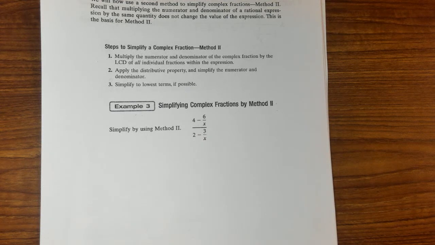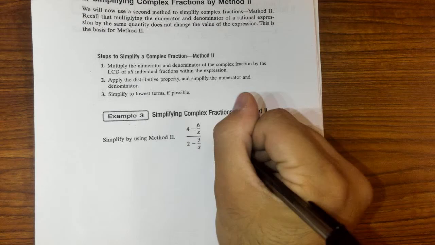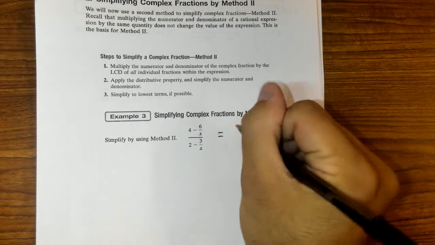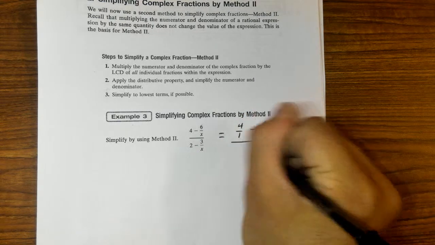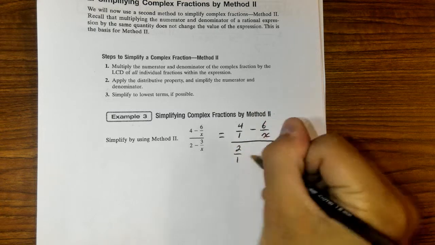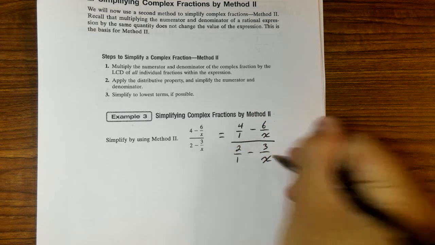The way that we're going to do that is I'm going to go ahead and rewrite this with 4 as a fraction. So 4 over 1 minus 6 over x, all of that divided by 2 over 1 minus 3 over x.